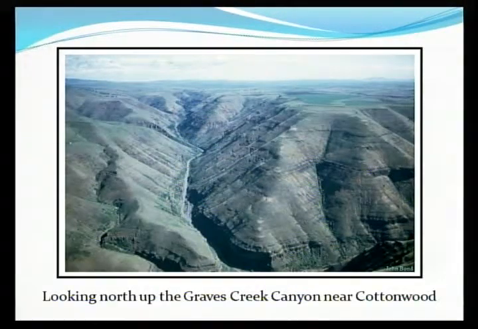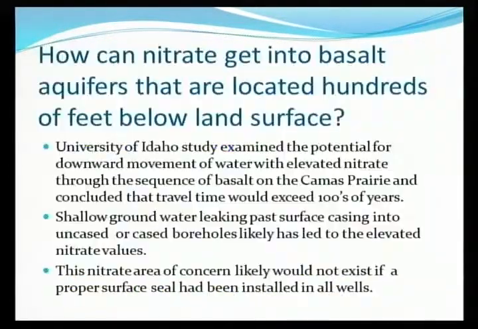This is just a shot looking north up the Graves Creek Canyon. Cottonwood is in the left center portion of the slide. What you're looking at are the outcrops of basalt flows. It's kind of a cool picture. And that's Graves Creek, where the road's going up.